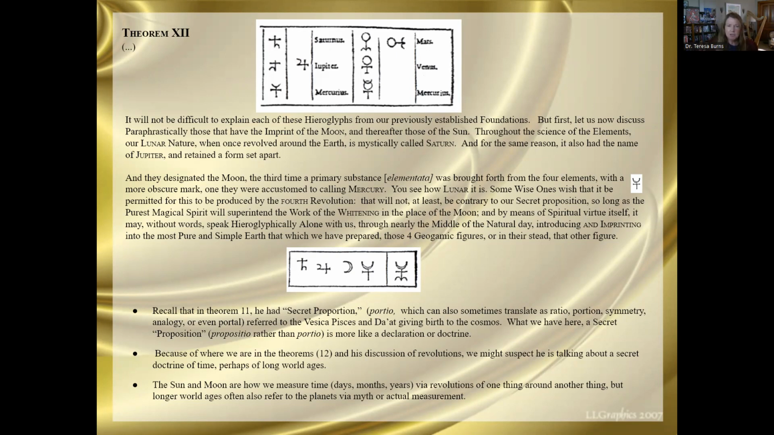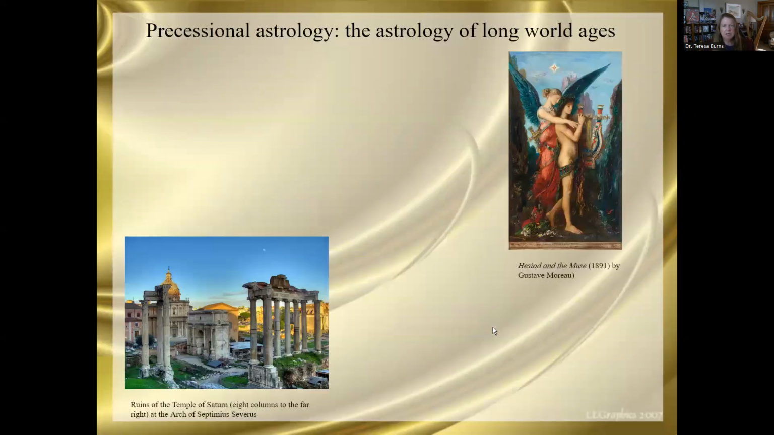The sun and the moon are how we measure time, of course, whether we're talking about days, months, years. And so what the sun and moon do in the sky always affects us. They do it via revolutions of one thing around another thing. Whether you're looking at things as heliocentric or geocentric, they're still revolving. Longer world ages will often use planetary cycles as measurement. More about that in the next video, but just keep that in mind. When we talk about precessional astronomy, we're talking about the astrology and the astronomy of long world ages.